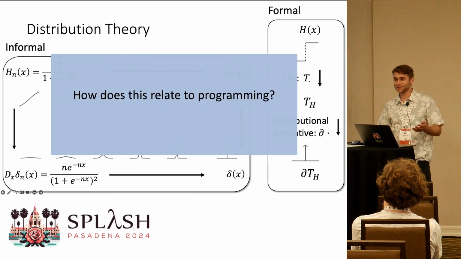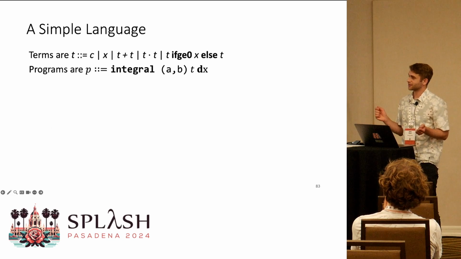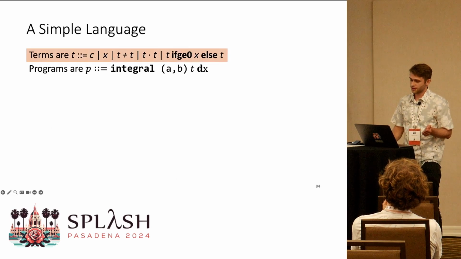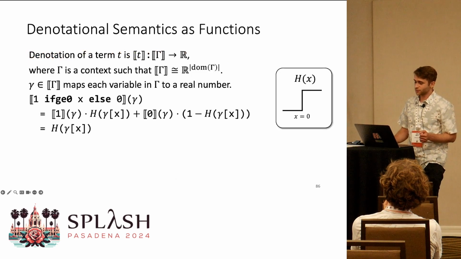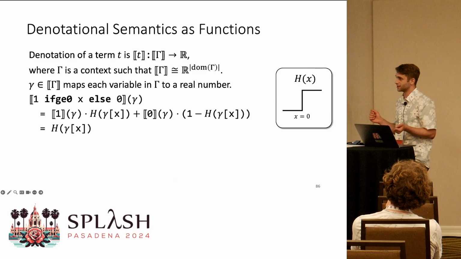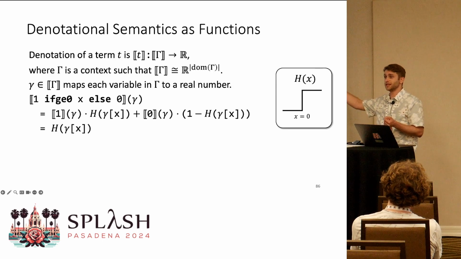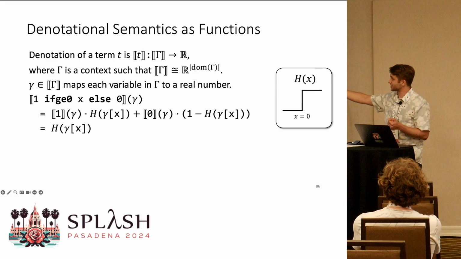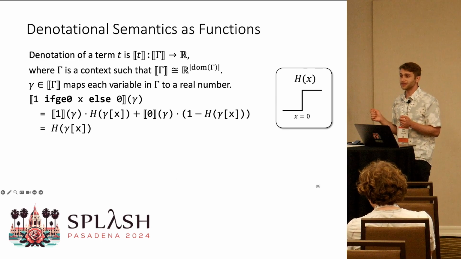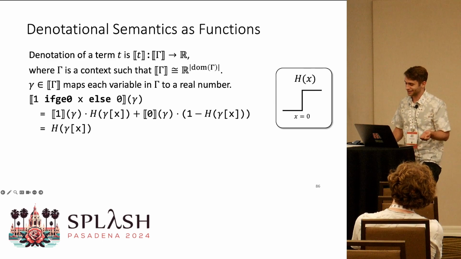All right, so how does this all relate to programming? Well, we have some little language with some arithmetic terms, as well as a conditional and an integral. And we're going to look at the same example as before. And we're going to give it some pretty standard denotational semantics. And the main interesting thing is typically we give denotation to an if statement via cases. But here we're going to write it as a sum of Heavisides, right? So this is if body times Heaviside plus else body times 1 minus that Heaviside. And this is suggestive of a distributional derivative of a Heaviside that we might take, right?